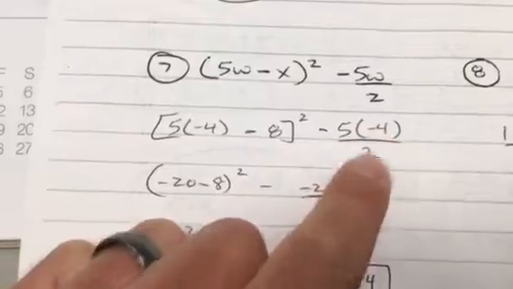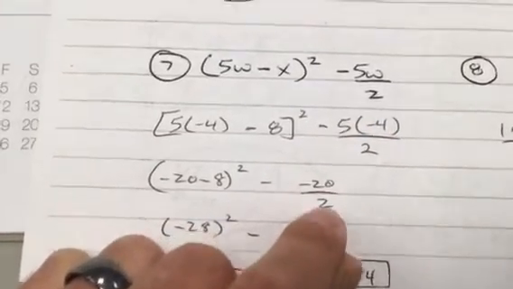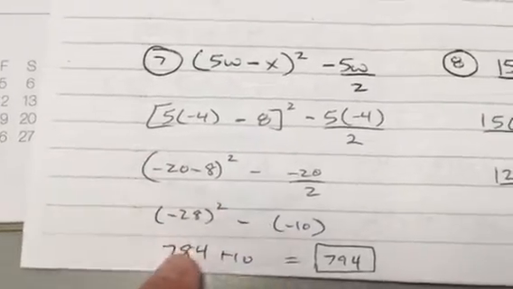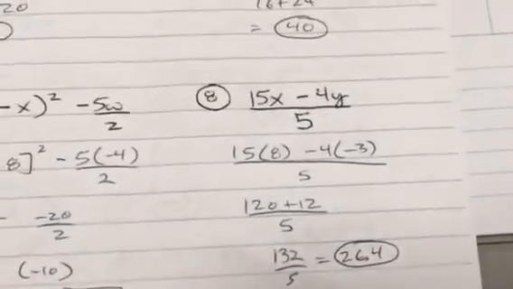Just think of this as 5 times negative 4, which is a negative 20. Negative 20 divided by 2 is a negative 10. When you subtract a negative, that's how you get a positive. Square a negative, you also get a positive. All right? Number 8 here is no big deal.